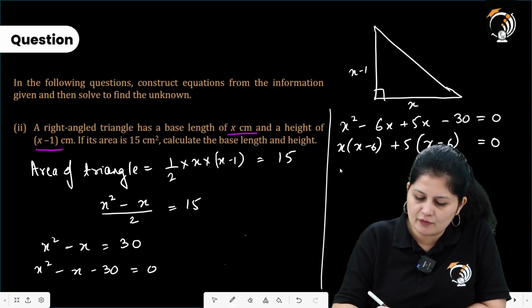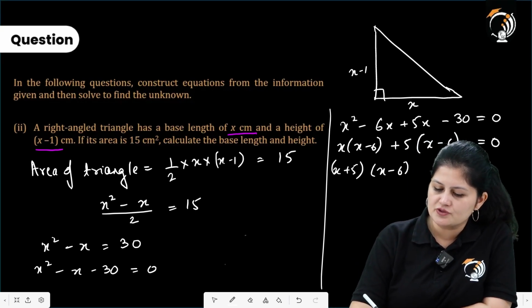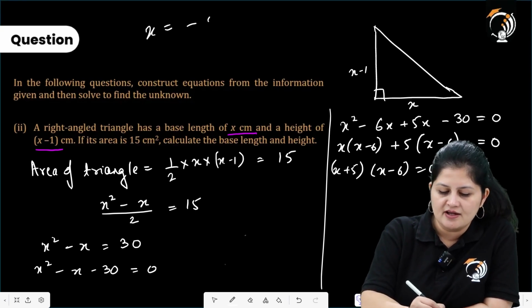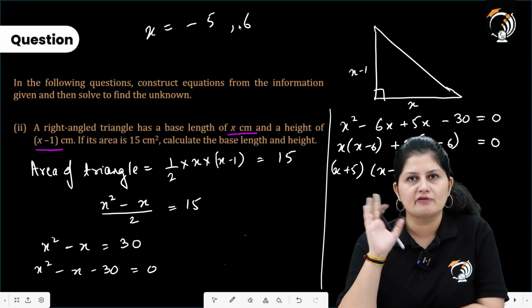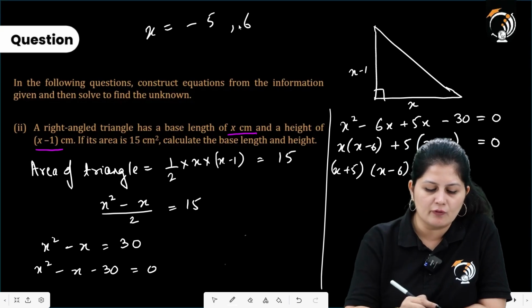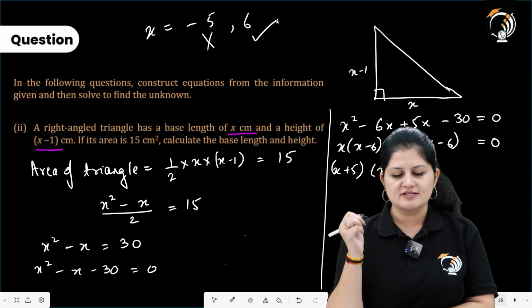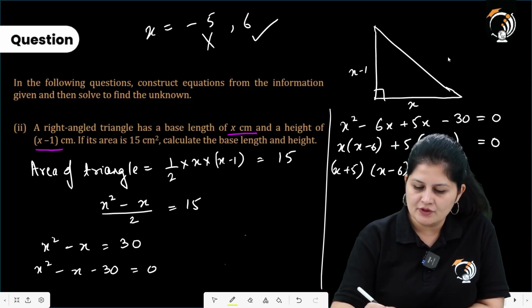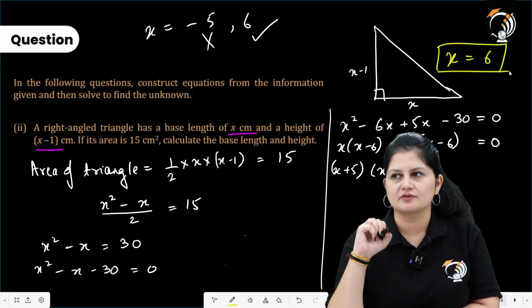So later on we are going to get the factors as x plus 5 and x minus 6 equal to 0. So the two possible values of x that we are getting here are minus 5 and 6. Clearly we know that the length can never be negative, right? So we are going to simply neglect this, and the final value of x is going to be equal to 6. Okay, so just writing the final answer here. So x is going to be equal to 6. That is the final answer to the question. Clear?